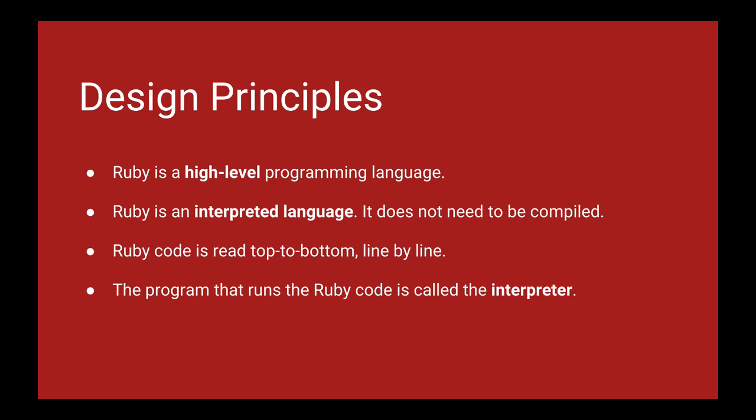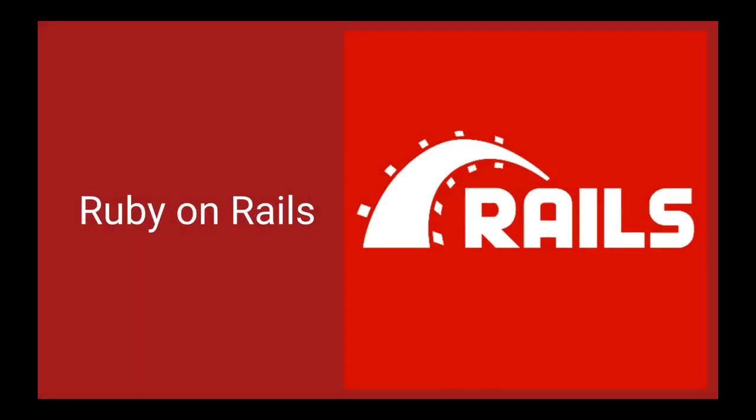I want to offer a quick side note on Ruby on Rails. Ruby on Rails is a popular web development framework that's built on top of the Ruby programming language. So just to reiterate, Ruby is not the same thing as Ruby on Rails. Ruby on Rails is an extension. It's an add-on. It's an extra thing that's built on top of Ruby.